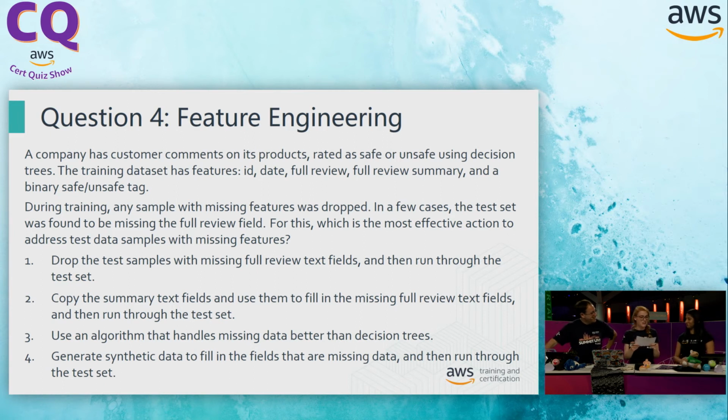A company has customer comments on its products rated as safe or unsafe using decision trees. The trained data set has features, as you can see on screen. During training, any sample with missing features was dropped. In a few cases, the test set was found to be missing the full review field. For this, which is the most effective action to address test data samples with missing features?